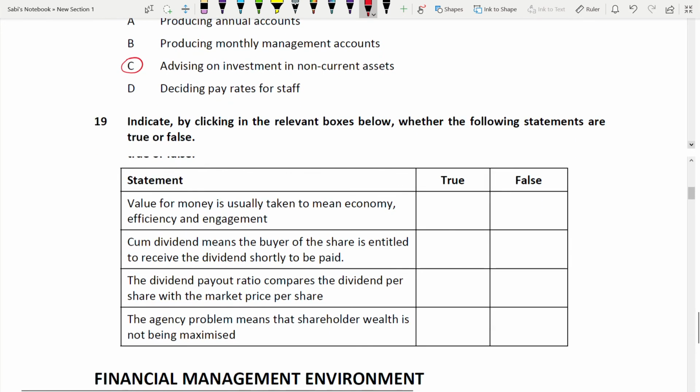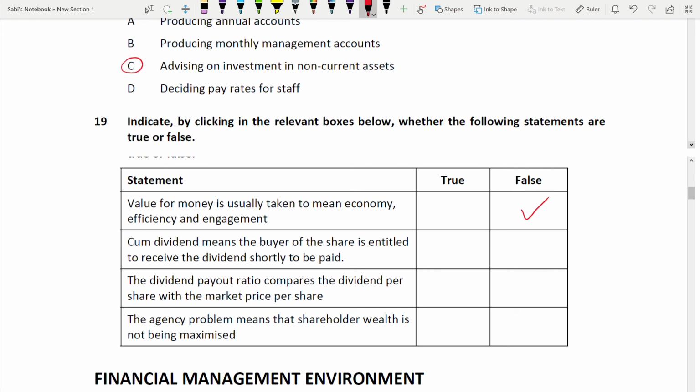And finally, question number 19. Indicate by clicking in the relevant boxes below which of the following statements are true or false. Value for money is usually taken to mean economic efficiency and engagement. False. It is economic efficiency and effectiveness.